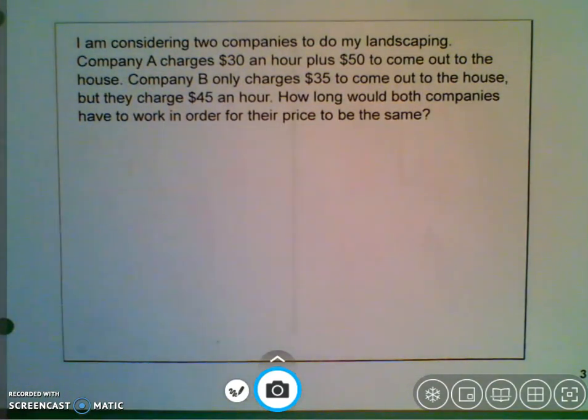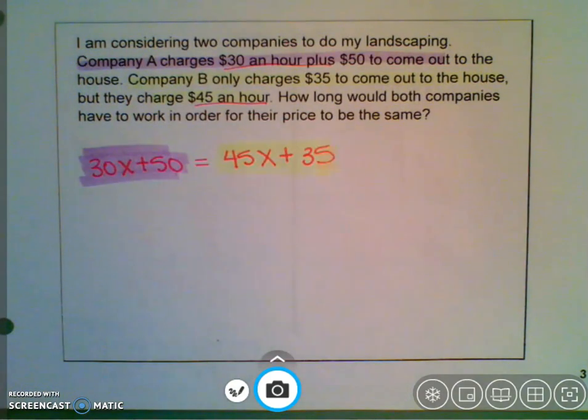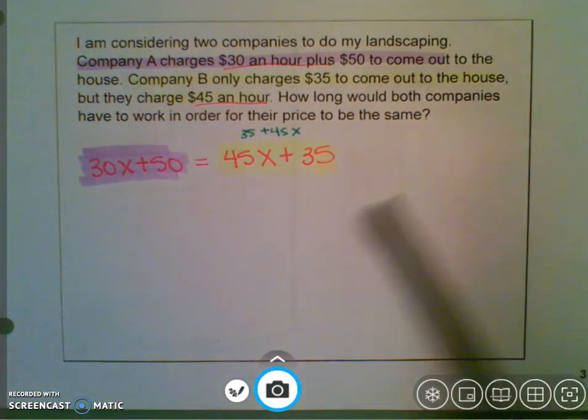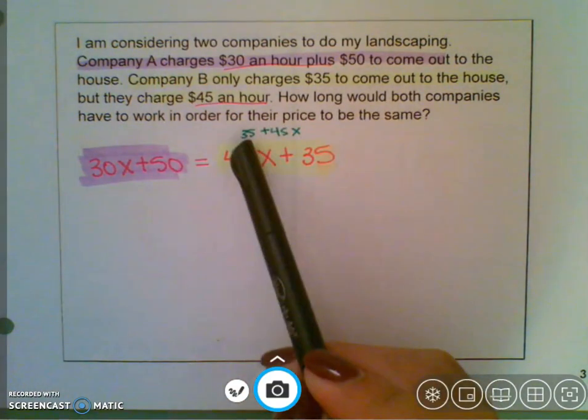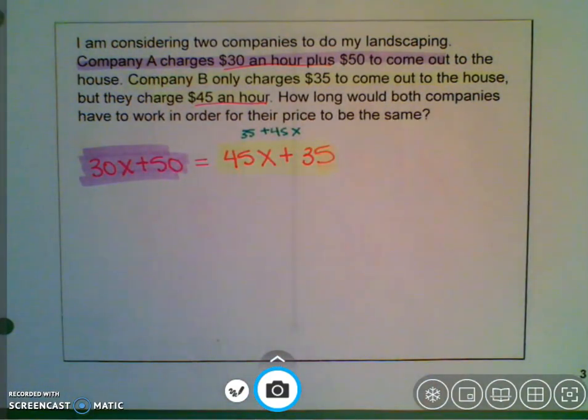Okay, for this last one, I'm running out of time, so I am going to work it out and you can follow along. So for company A, you should have had 30x plus 50. For company B, you would have had 45x plus 35. Or if you're going based off the actual problem, you could have had 35 plus 45x. It's the same thing. I just always like to put my x's first. Then we're going to solve.